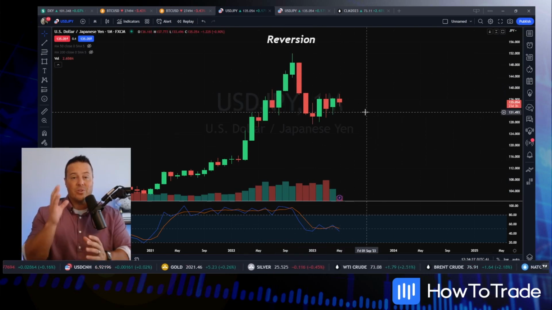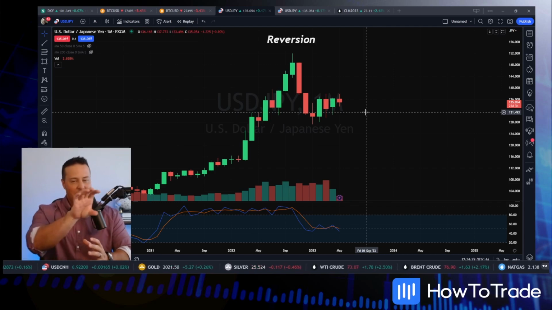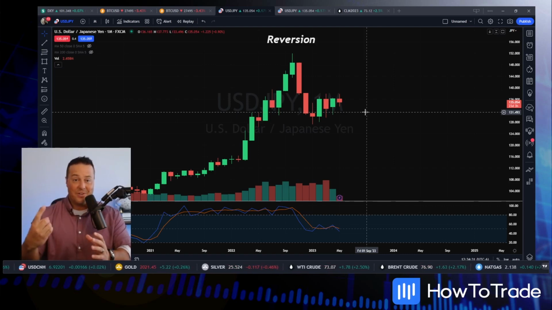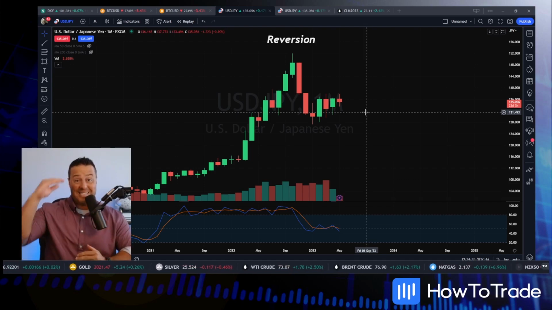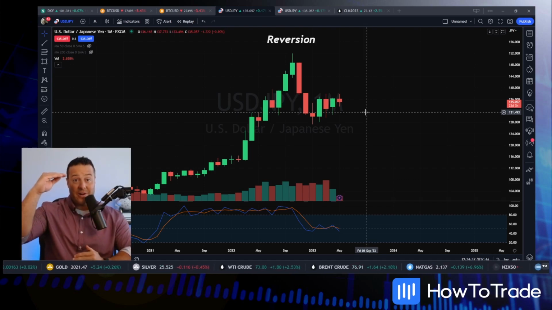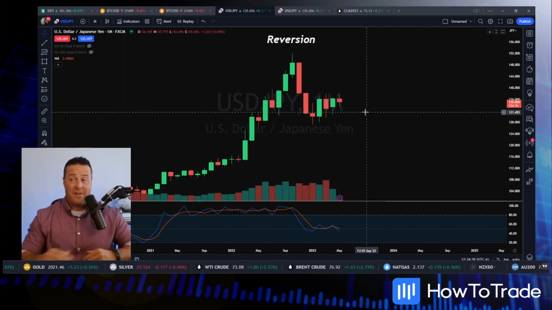So remember, when we're trading reversion strategies, we're looking for flat line markets. We're not looking for trends. We're looking for sideways price action in a way that we can capitalize and sell the upper extreme of a defined trading range and buy the lower extreme of the defined trading range.